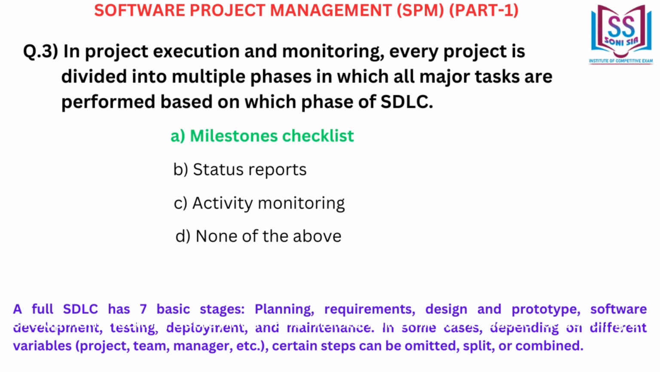A full SDLC has 7 basic stages: planning, requirements, design and prototype, software development, testing, deployment, and maintenance. In some cases, depending on different variables, project team, manager, etc., certain steps can be omitted, split, or combined.